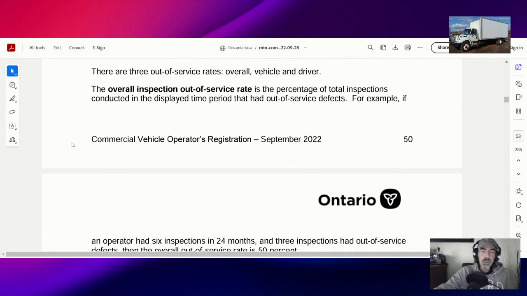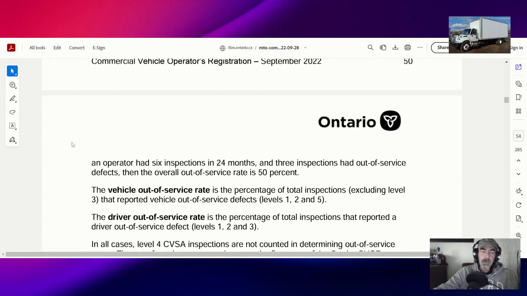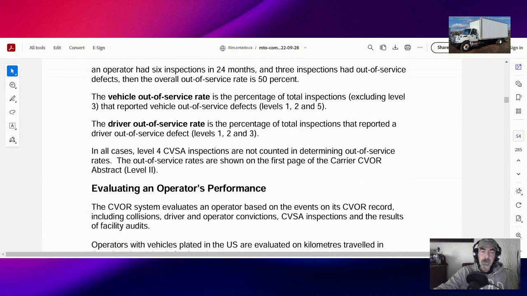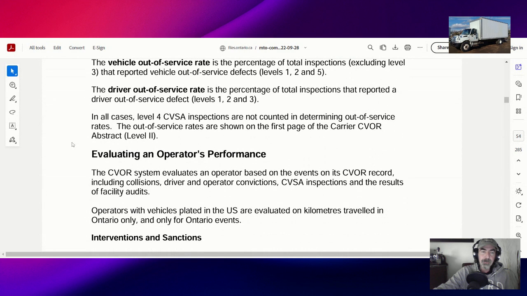The overall inspection out of service rate is the percentage of total inspections conducted in the displayed time period that had out of service defects. For example, if an operator had 6 inspections in 24 months and 3 inspections had out of service defects, then the overall out of service rate is 50%. The vehicle out of service rate is the percentage of total inspections, excluding level 3, that reported vehicle out of service defects, levels 1, 2, and 5.